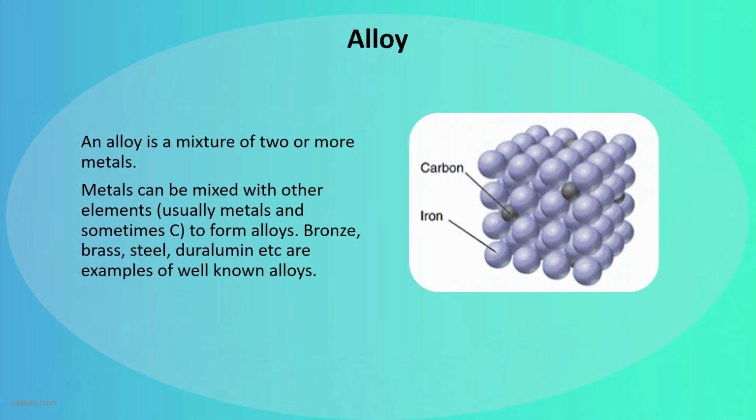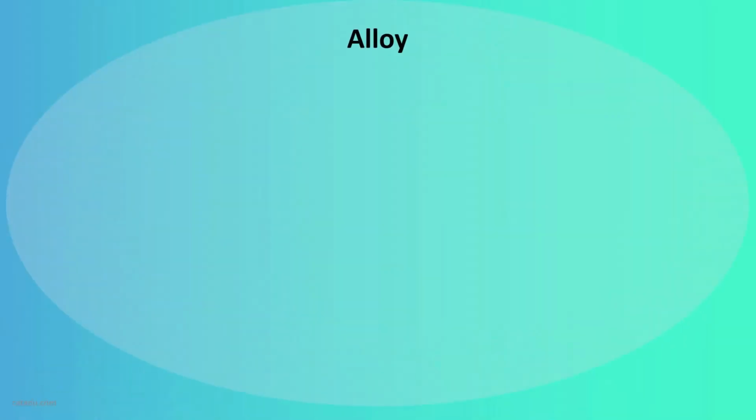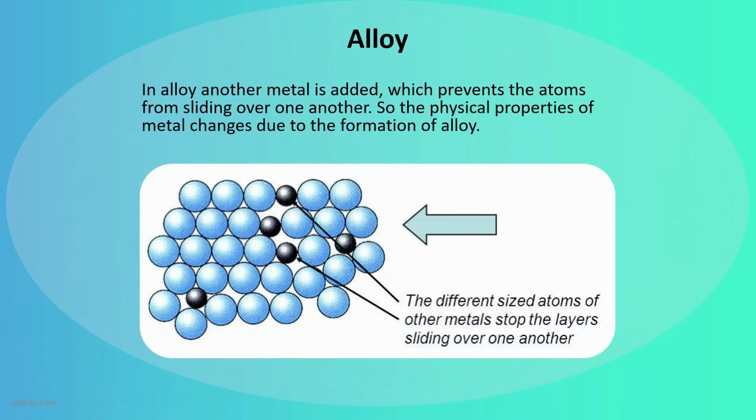Alloys can be mixed with other elements, like metal plus carbon, or metals with other metals. Bronze, brass, steel, duralumin, etc. are examples of good alloys. In an alloy, another metal is added which prevents the atoms from sliding over one another. So the physical properties of a metal change due to the formation of an alloy.